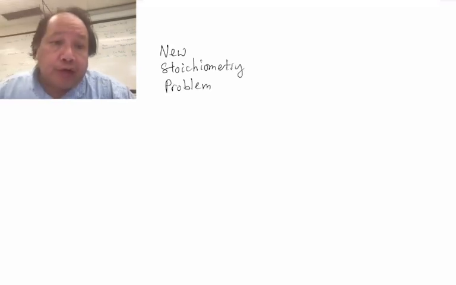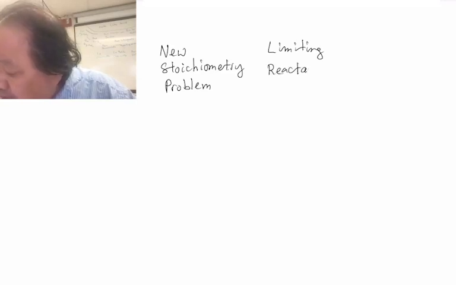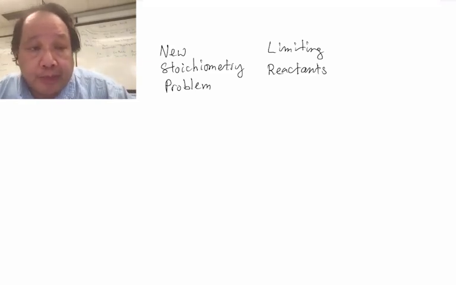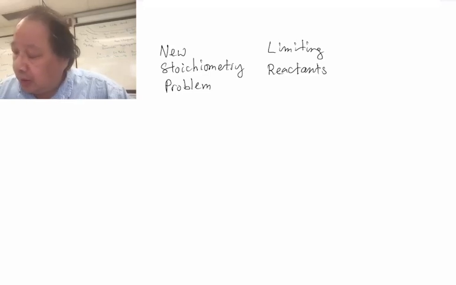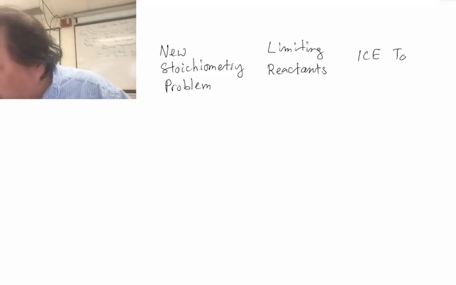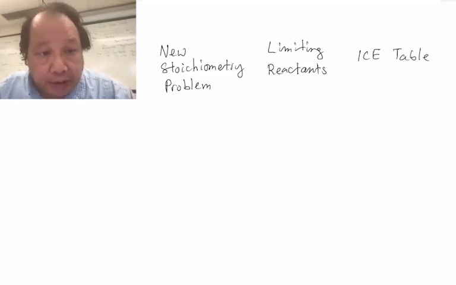Hi, today we study a new type of stoichiometry problem, one involving limiting reactants. And we will solve limiting reactant problems not using the bubble diagram, which we learned last week, but with the ICE table. And I will tell you what the ICE table is in this video.